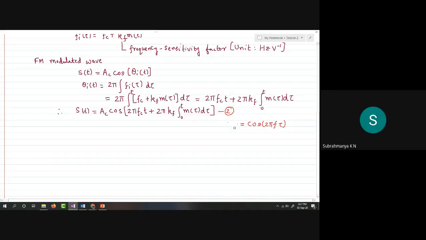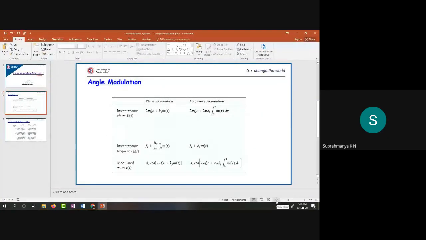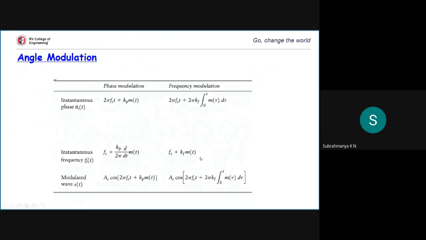Right now we are not looking for any specific nature of the information bearing signal. We are just moving with respect to m of t as it is. So this is the summary of the angle modulation, where we have derived a few of the expressions. The first thing is the phase modulation, where the angle varies with respect to the message signal. If the instantaneous phase of the phase modulation is this much, what is the instantaneous frequency fi of t?